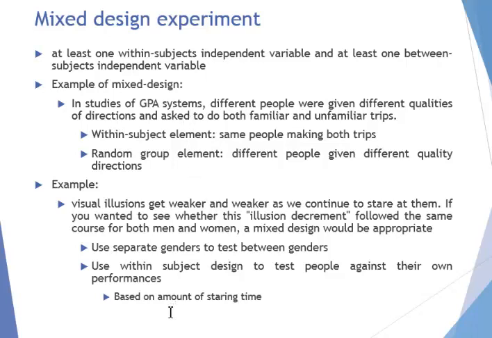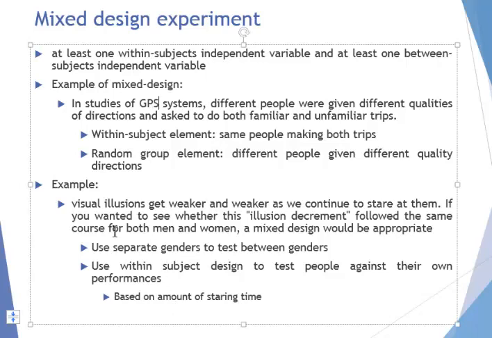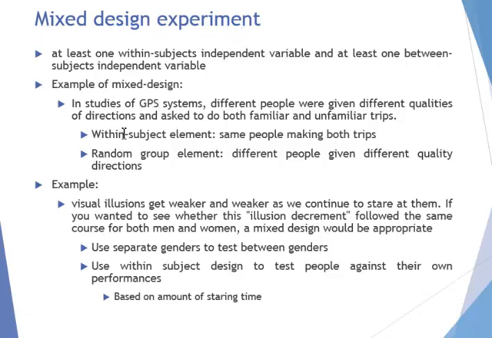Let's say in studies of GPS systems. But in GPS systems, which is obviously global positioning systems, where we get directions, different people were given different qualities of directions and asked to do both familiar and unfamiliar trips. In other words, to figure out how well a GPS works.